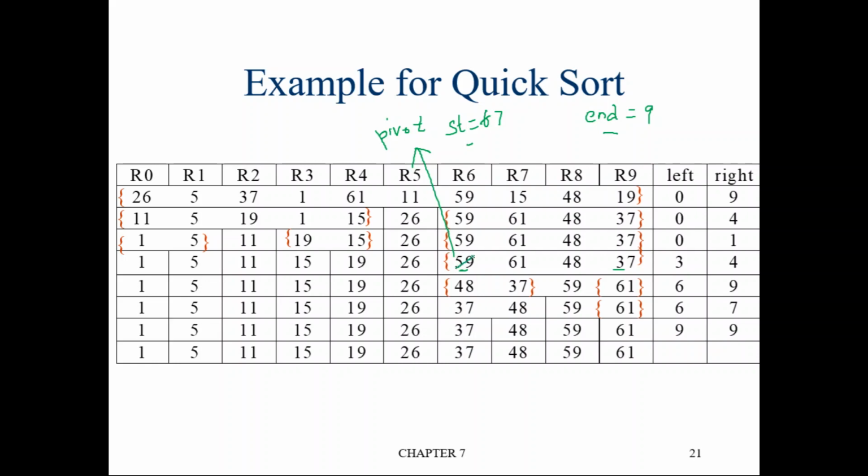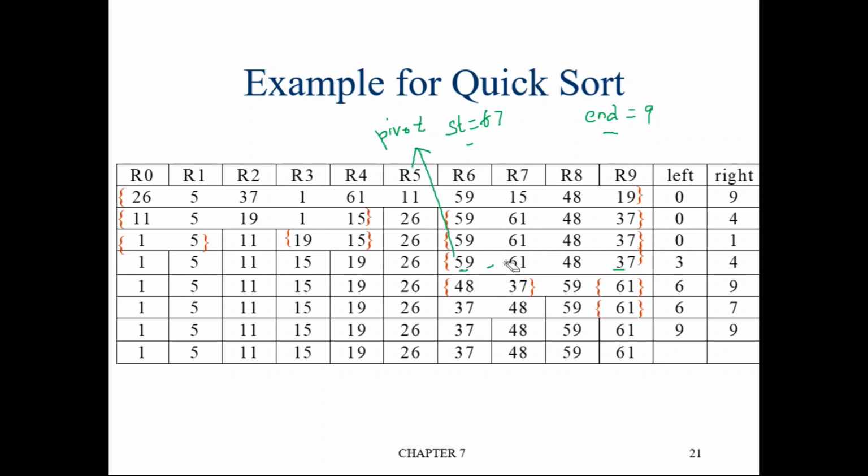So this 59 will be replaced with 37, and this 37 will be replaced with 59. Now continue the process. Sorry, I have replaced wrongly. The element at start location is what? One minute, I'm sorry. So start is what?